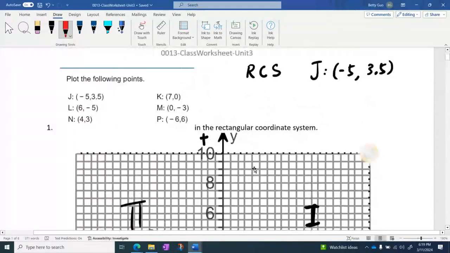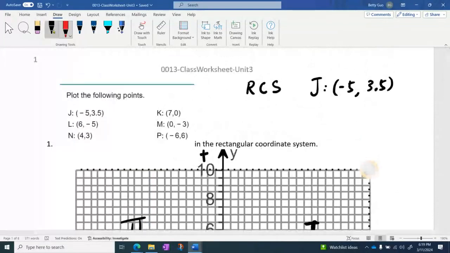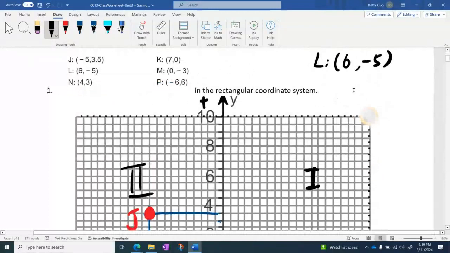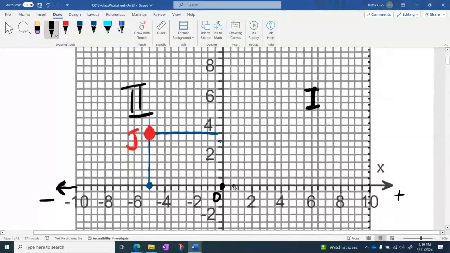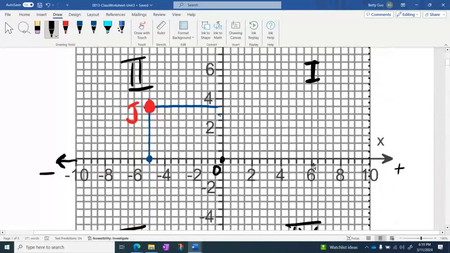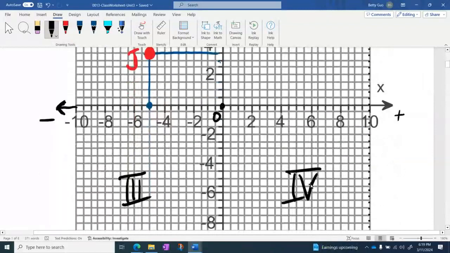Let's do (6, -5), point L. This time, L has x coordinate 6, y coordinate is -5. So the point L is 6 units to the right because it's positive, right? 6 units to the right of the origin, 5 units below the origin. So I start from the origin, I go to the right 6 units, and then go down 5 units.